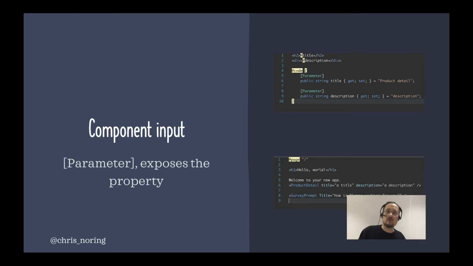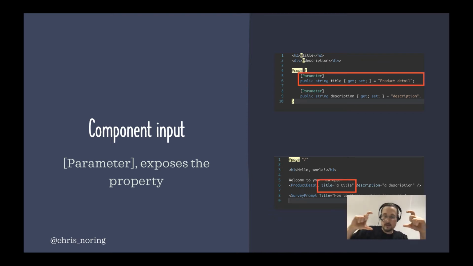Component input. This is one of the most important principles when it comes to all kind of component interaction. The idea is that you pass data from top to bottom. So component input is about exposing properties on a component that a parent or a component higher up can set. Looking here at the right, we see that we have parameters. We have this square bracket parameter, which means that this title here is publicly exposable. It's not private like everything else. And you can set this from the outside.